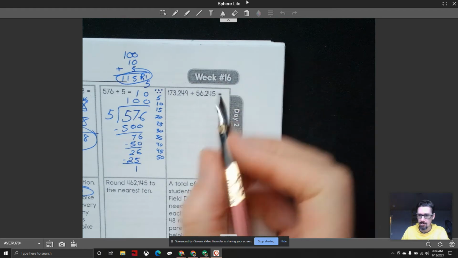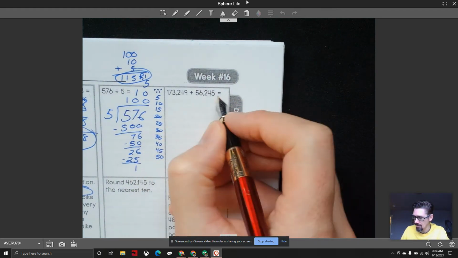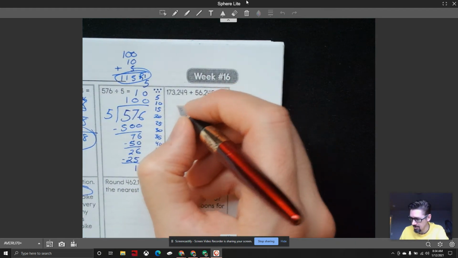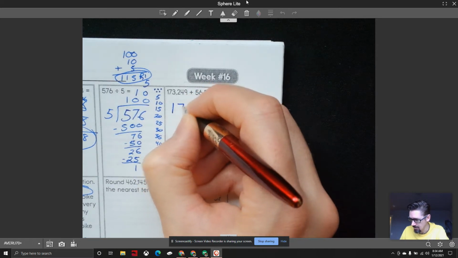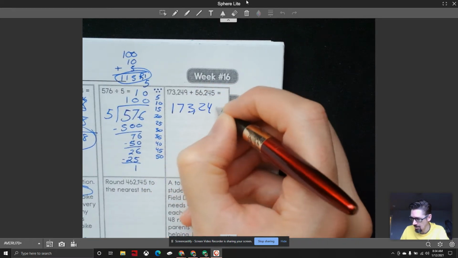And my apologies, I didn't have all this shown when I just did just the addition here. Okay, if you have not already solved this, pause it and come back to this video once you have figured it out. Line them up by place value, 1, 7, 3, 2, 4, 9.